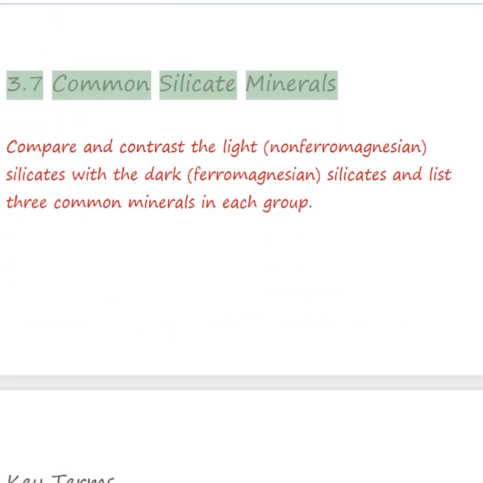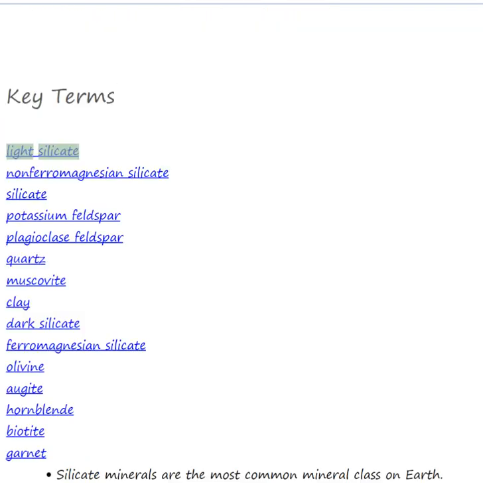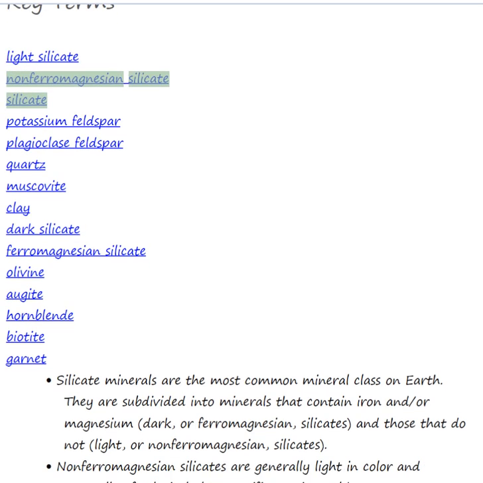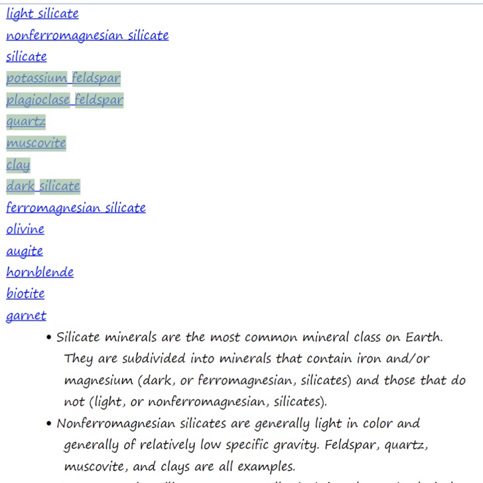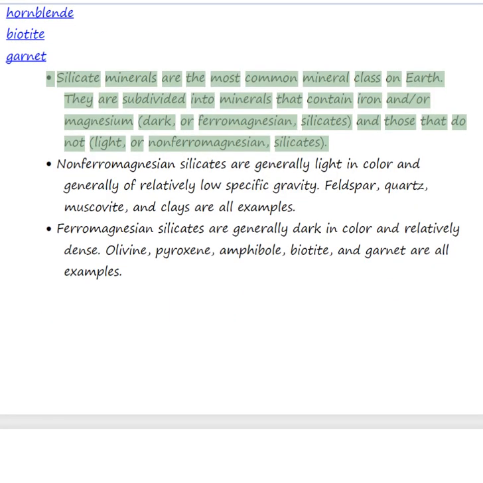3.7 Common silicate minerals. Compare and contrast the light silicates with the dark silicates and list 3 common minerals in each group. Key terms: light silicate, non-ferromagnesian silicate: potassium feldspar, plagioclase feldspar, quartz, muscovite, clay. Dark silicate, ferromagnesian silicate: olivine, augite, hornblende, biotite, garnet. Silicate minerals are the most common mineral class on Earth. They are subdivided into minerals that contain iron and/or magnesium and those that do not.